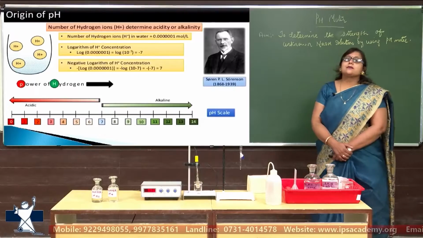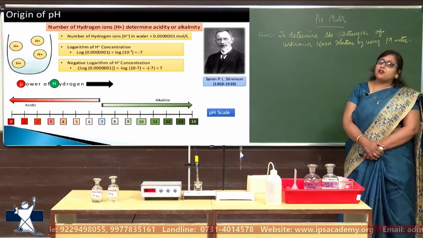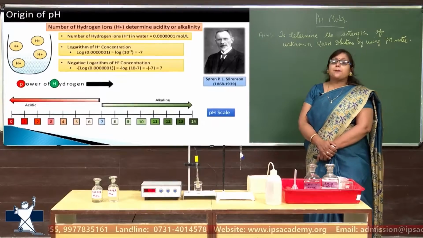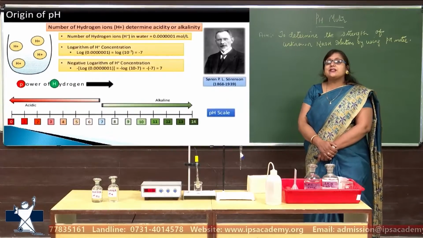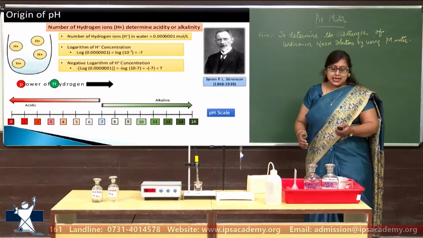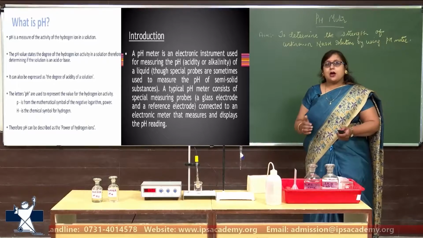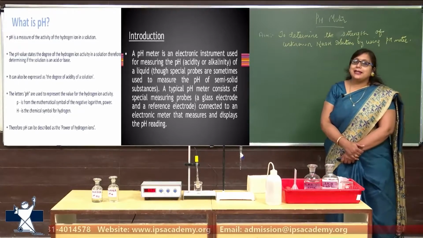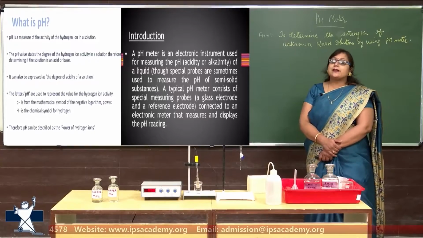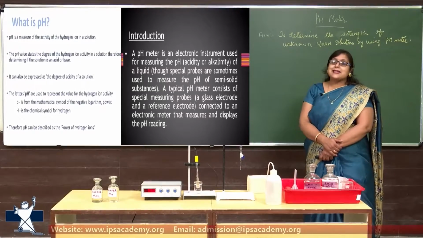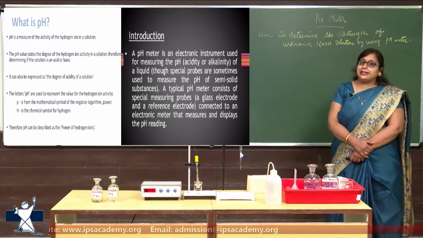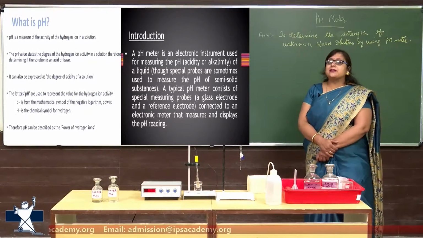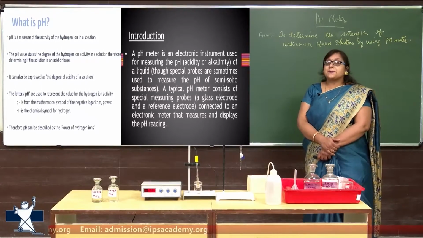So, basically what does pH denote? It is the power of hydrogen ion, and everything in the pH meter is based upon the pH scale, which shows the range of acidity, alkalinity and the neutral solution. Now, what is a pH meter? A pH meter is an electronic instrument used to measure the pH, that is, the acidity or alkalinity of any liquid, though special probes are sometimes used to measure the pH of semi-solid substances also.